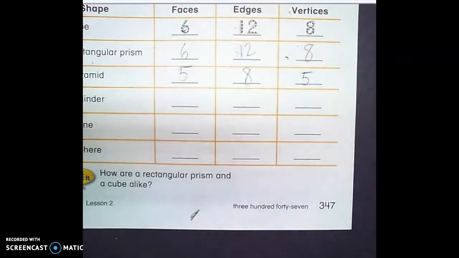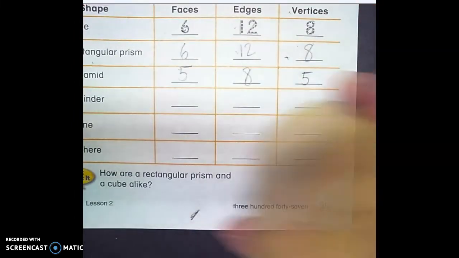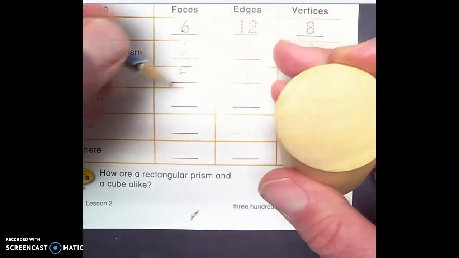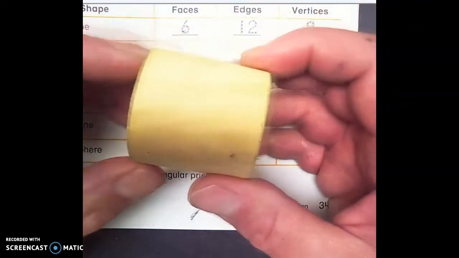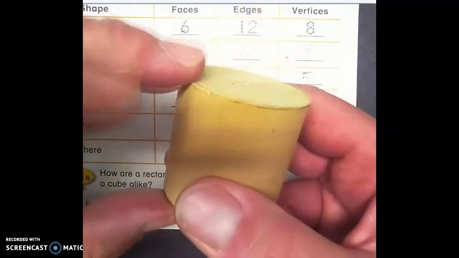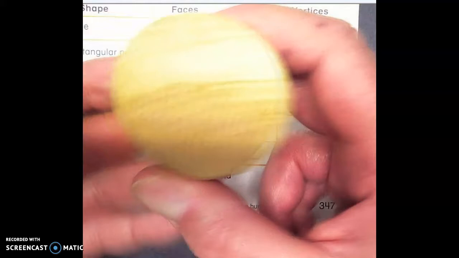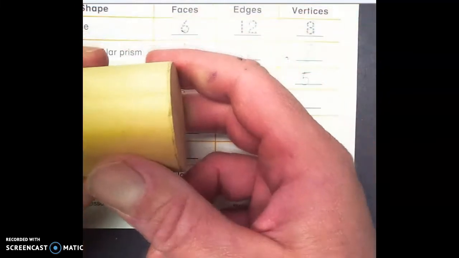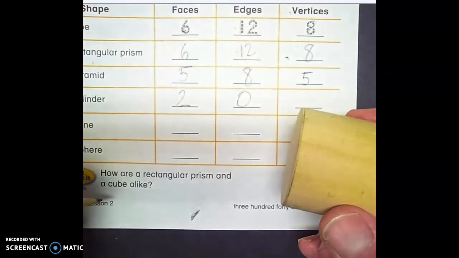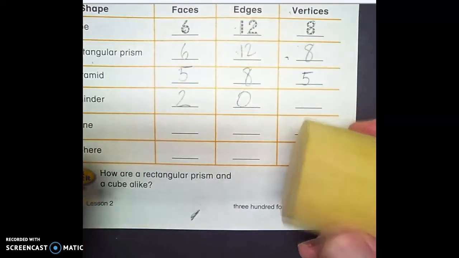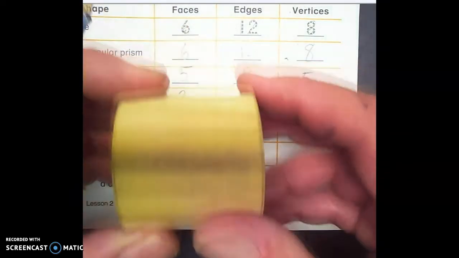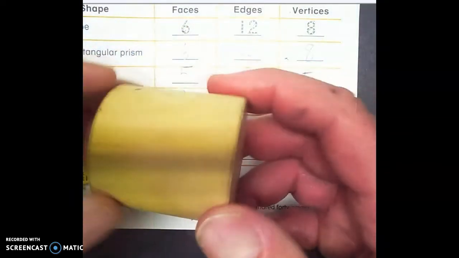Moving on, boys and girls, we're going to go to the cylinder next. Our cylinder has got 1 face, 2 faces. Then, boys and girls, how many edges does it have? Now, there really is no place where the edges meet on here, because there's one edge on the top and one edge on the bottom, so they do not meet. So this figure has 0 edges. And since there are no edges, there are no vertices. Because there are no faces, there's no place where 3 faces are coming together.